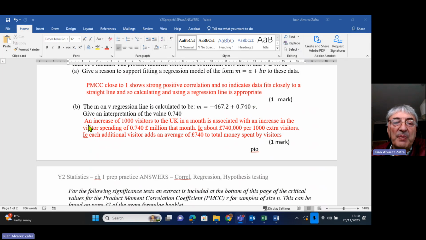So looking at the units, that basically means that an increase in V by 1 is an increase of 1,000 visitors, and that will be associated with an increase of 0.740 million pounds in that month. And then if we rescale that, that basically means 740,000 pounds rather than millions of pounds per 1,000 extra visitors, which then divided by 1,000 means about 740 pounds extra money spent by each additional visitor would be expected on average.